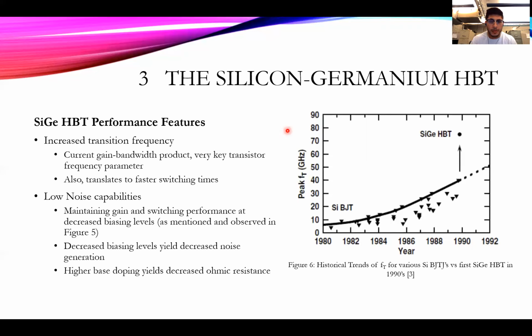And one thing Figure 6 shows that I found very fascinating is, from the 1980s all the way up to the early 1990s with the invention of the SiGe HBT by IBM in 1990, the historical trend of the peak transition frequency of these silicon devices. We can see it maxing out at maybe around 40 gigahertz. And then 1990 comes around with the SiGe, and we're able to achieve up into millimeter wave frequency, maybe around 75 gigahertz.